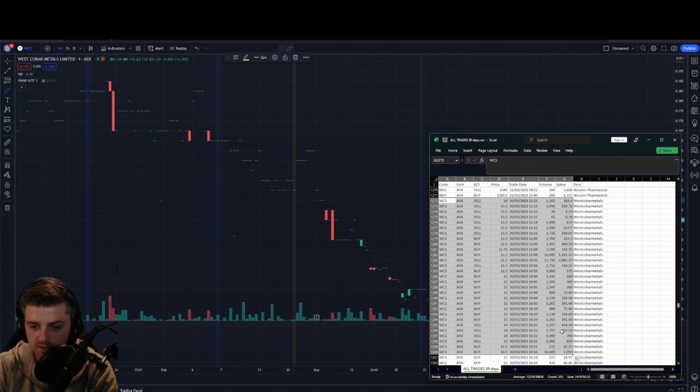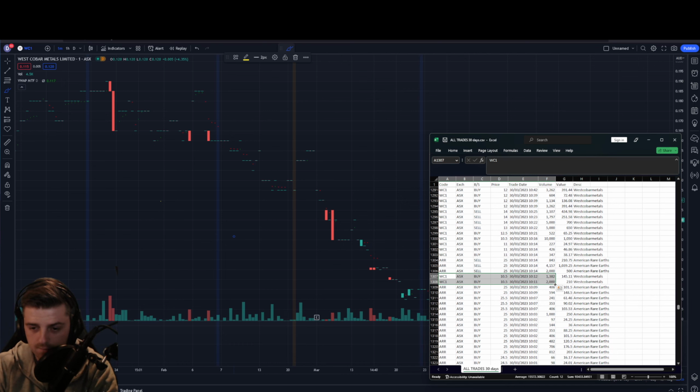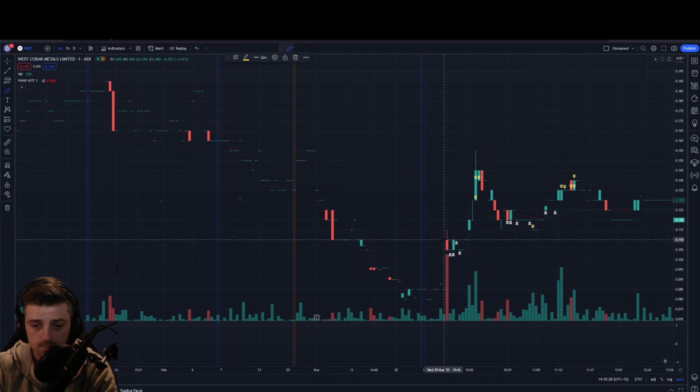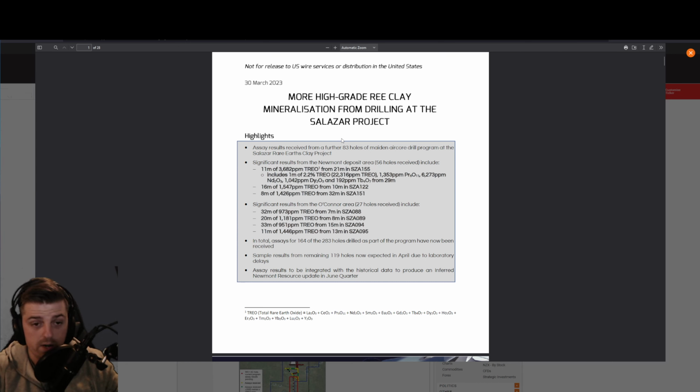And these are the prints for WC1. And I've drawn them up on the spreadsheet here. You see the buy entries. WC1 was a news announcement, if I recall, for a Rare Earth Project. So 11 meters at 3,600 parts per million, which is pretty significant considering most drill intercepts tend to be significant at around 1,000 parts per million, depending on the strike length, of course.